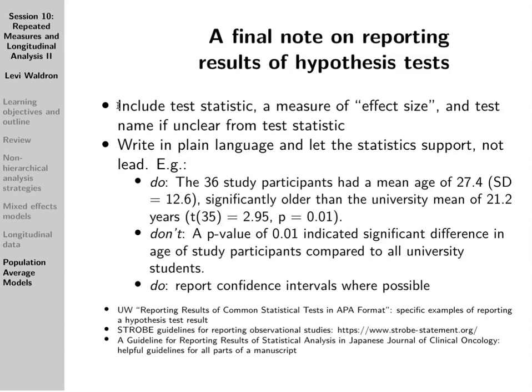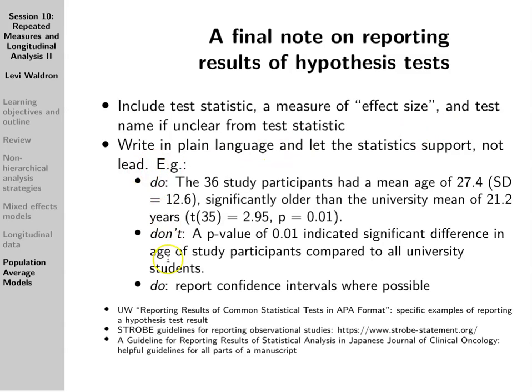As a general rule, when you're reporting results of a hypothesis test, you should include the test statistic, some measure of effect size, if relevant, such as a difference in means, something that gives meaning to the size of the difference you've observed, and a test name if that's not clear from the test statistic. And you should write in plain language and let the statistics support what you're saying, not letting the statistics lead.